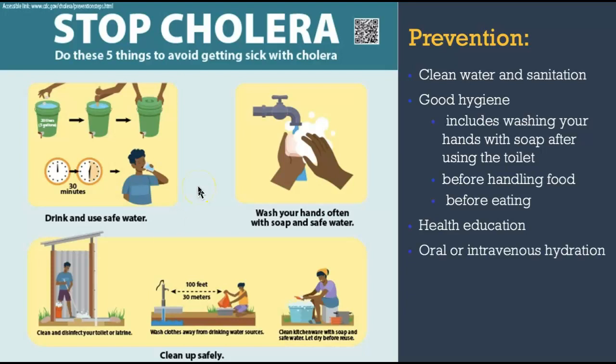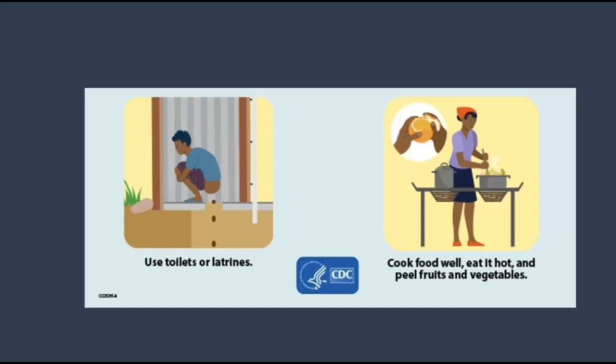In this photo from the CDC, here are 5 things to do to avoid getting sick with cholera. Number 1, drink and use safe water that is treated. Number 2, wash your hands often. Number 3, clean and disinfect your toilet or latrine, as well as wash your clothes away from drinking sources. And a continuation of that would be to cook well and wash fruit and vegetables thoroughly.